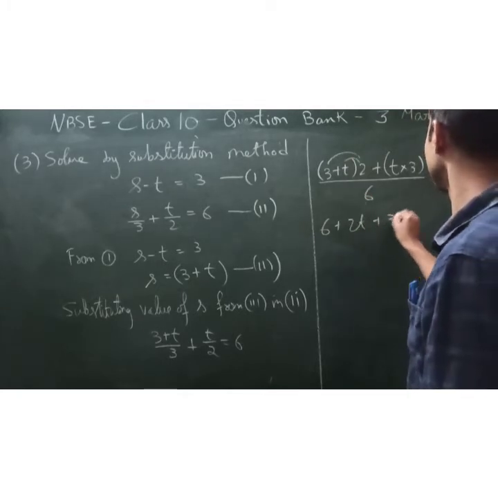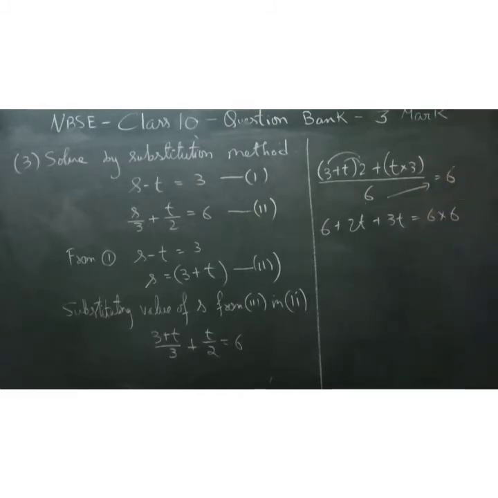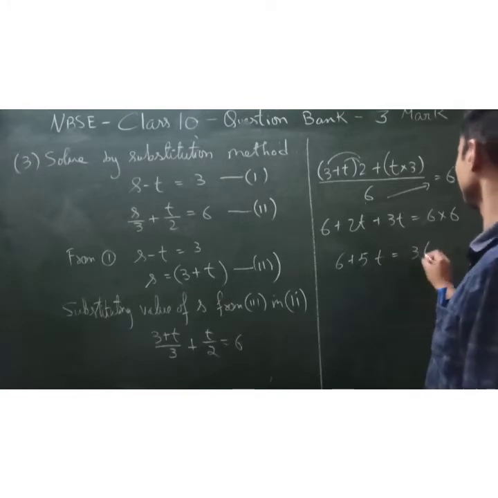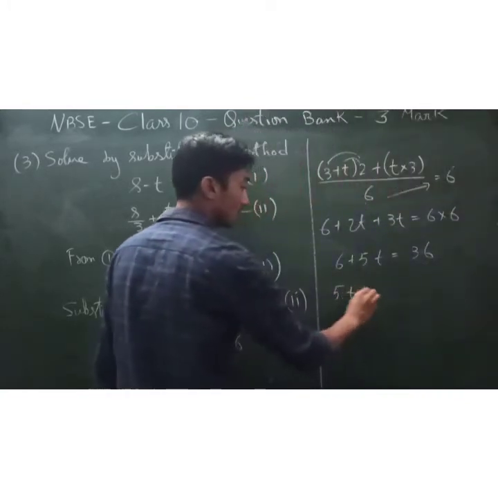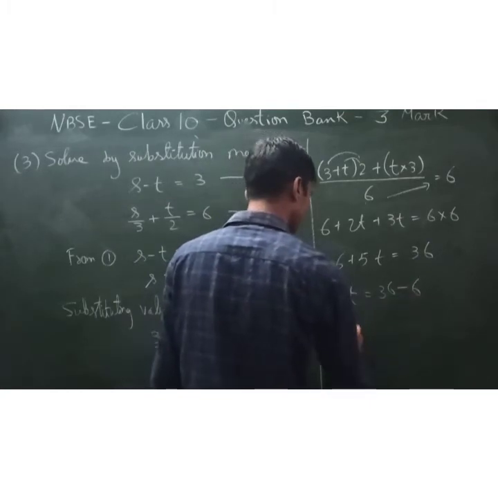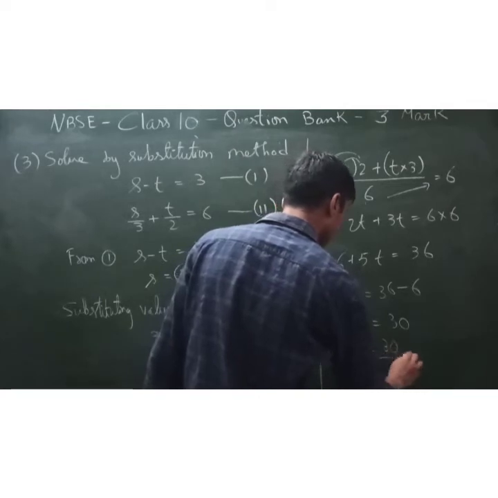2t plus 3t is equal to 6 into 6 by cross multiplying these two values. So that's like 6 plus 5t is equal to 36. So 5t is equal to 36 minus 6. 5t is equal to 30. t is equal to 30 by 5.